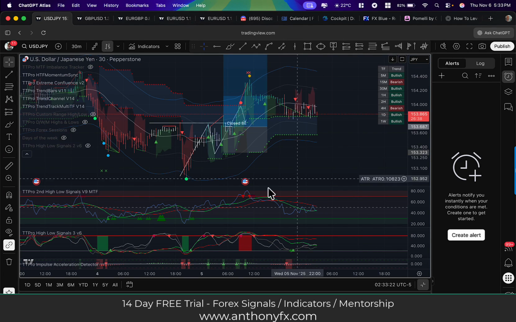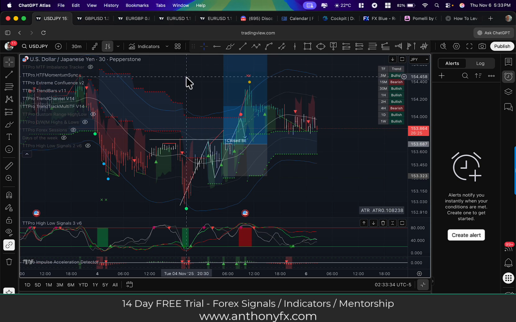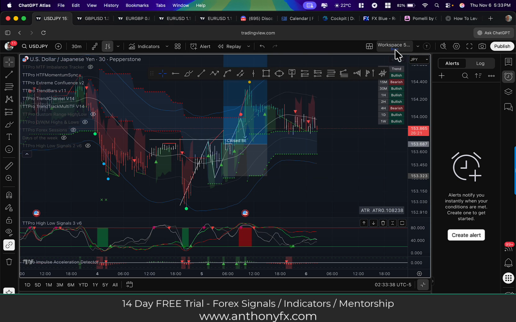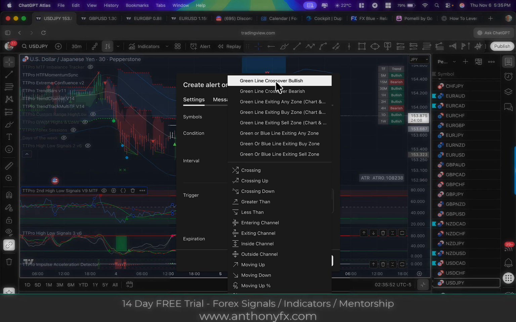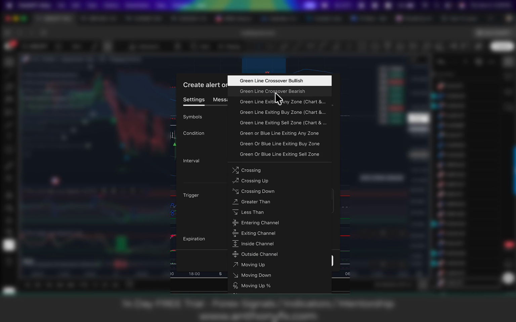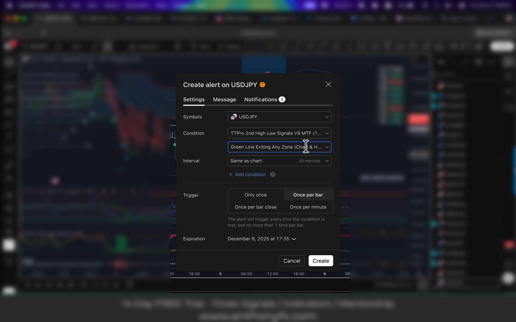Okay, traders, the alerts have been updated on this indicator here. I'm going to add it now and I want to show you what we've done with this. Green line crossover bullish, green line crossover bearish, we've been using them now. This one here, green line exiting any zone. And you can see the little note above my mouse, chart and HTF.